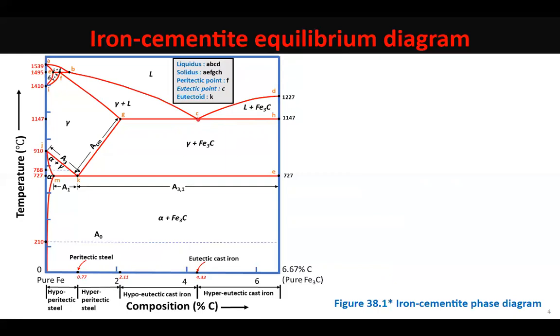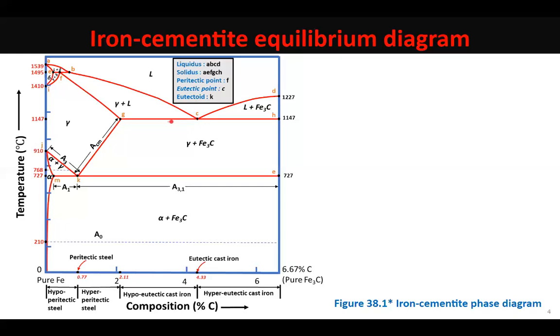Now, if you look at the microstructure of this 4.33 percentage carbon cast iron, just above the eutectic temperature of 1147, it only has liquid solution in it of 4.33 percentage carbon, which is the eutectic composition. So that after the reaction, just below the eutectic temperature, if you look into its microstructure, all austenite and all cementite that it contains is eutectic austenite and eutectic cementite. That means it contains 100% ledeburite. So this is the eutectic cast iron.